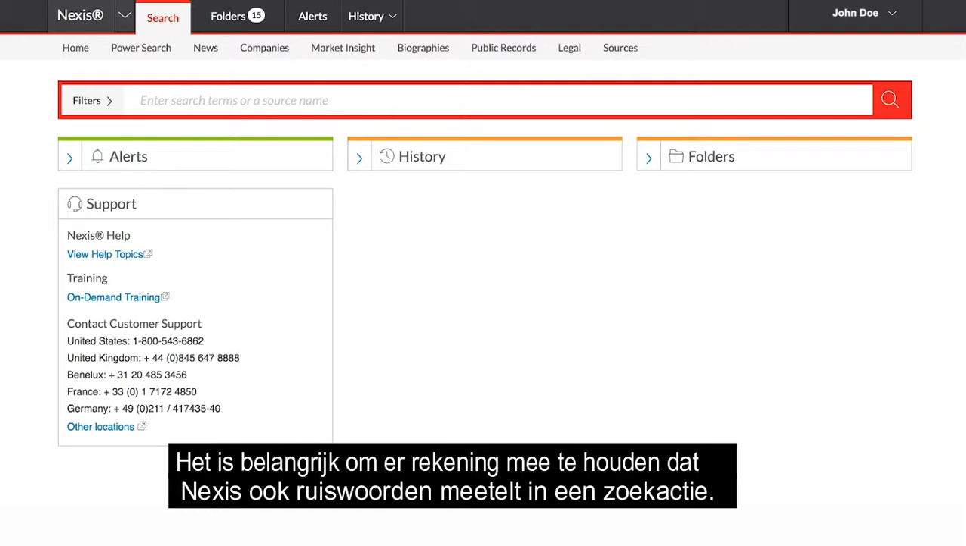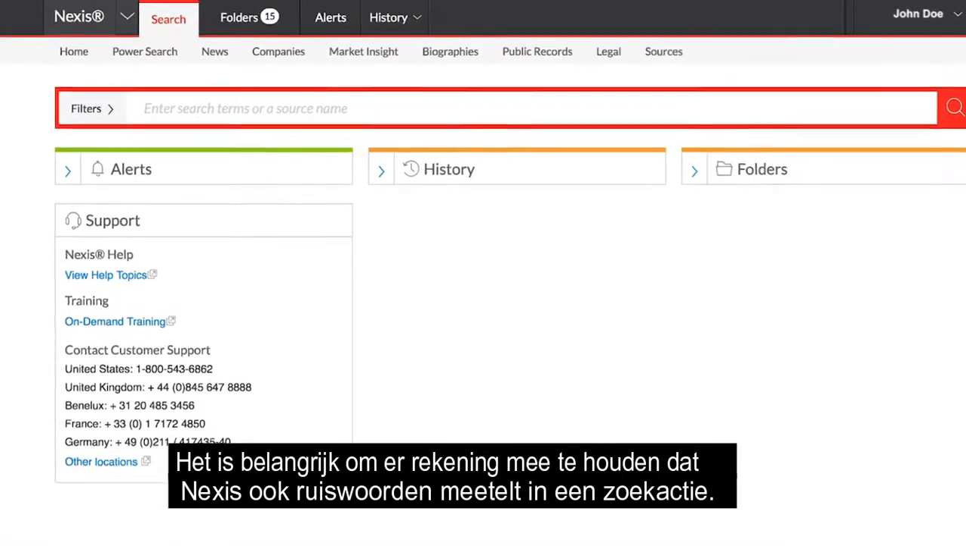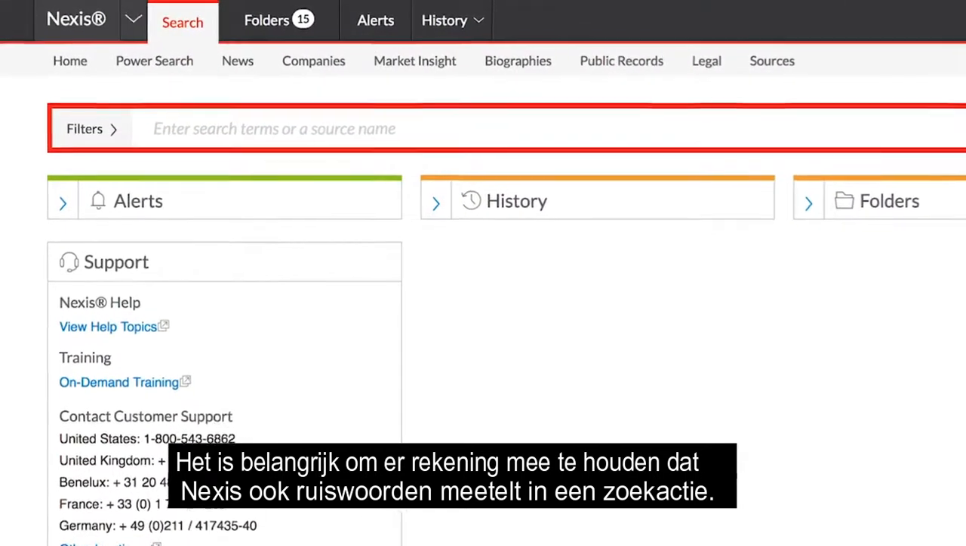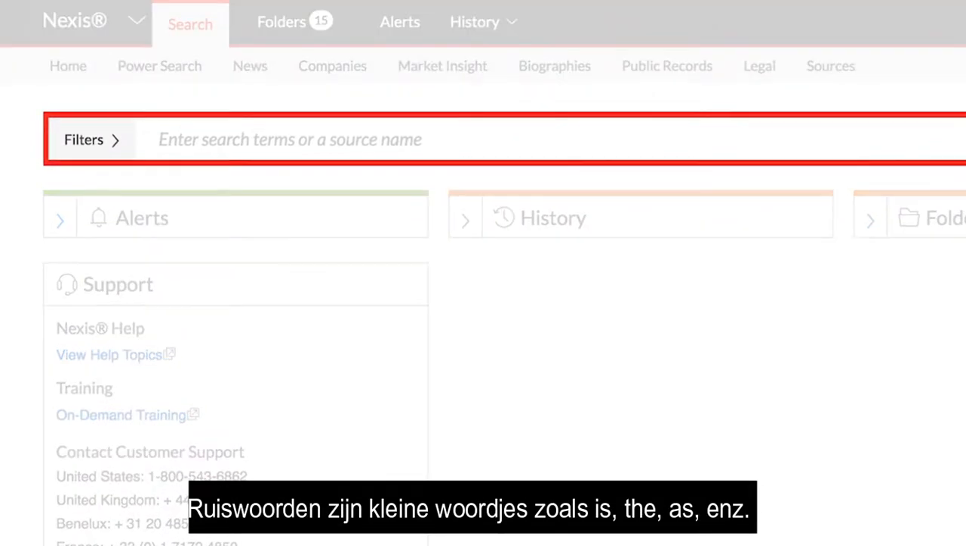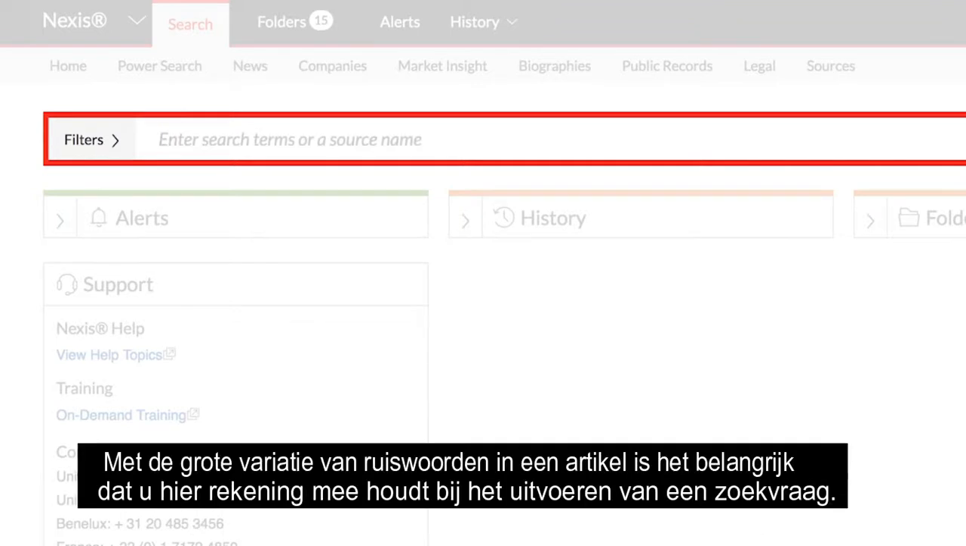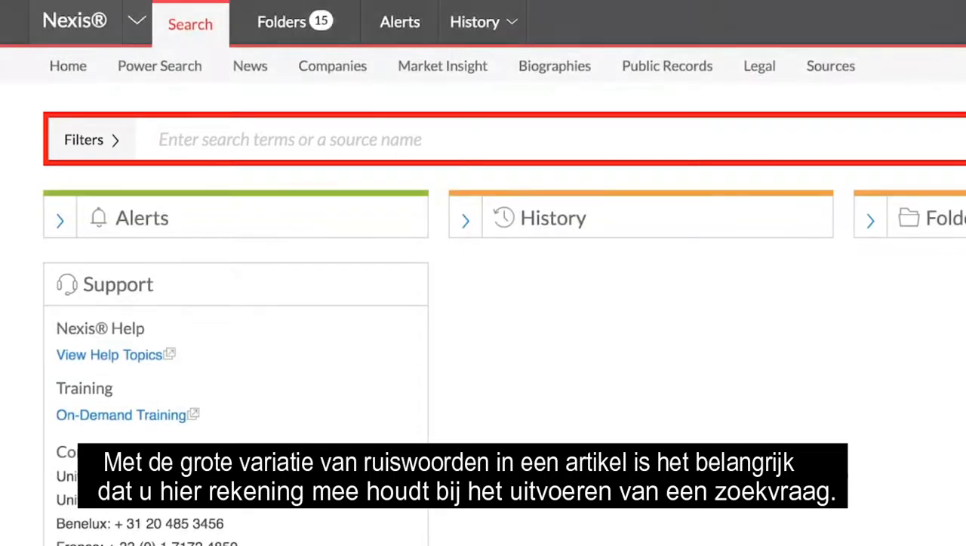It's important to note that Nexis counts noise words in a terms and connectors search. Noise words are small words like is, the, as, and so on. With the varying amount of noise words in a given document, it is important to be able to take that into account when conducting a search using terms and connectors.